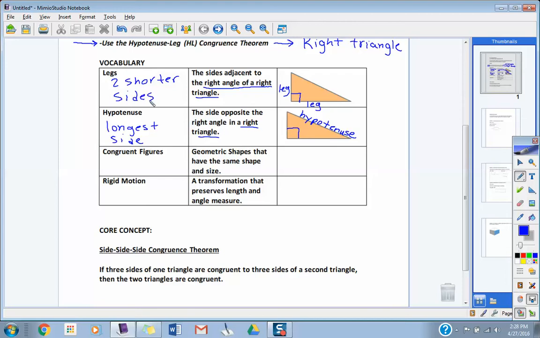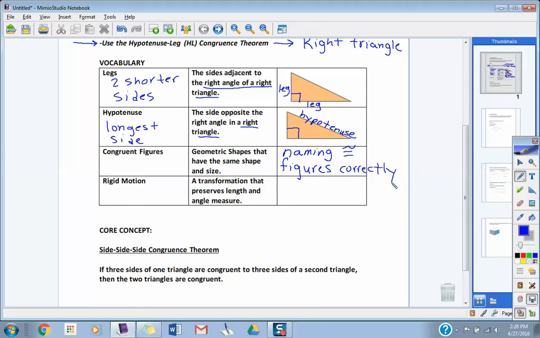All right, now we've got some other things up here, guys. We've talked about in the past congruent figures. Congruent figures are geometric shapes that have the same size and the same shape. The thing that we're going to talk about with congruent figures today is naming congruent figures correctly. All right, and I'll show you an example of that here in a bit. I'll show you what I mean by that here in a little bit.